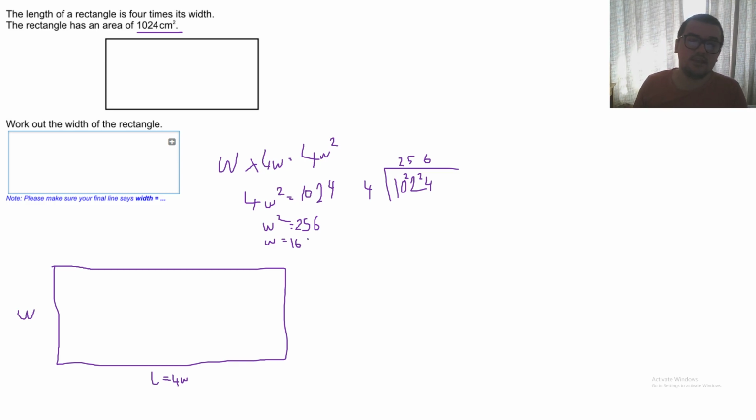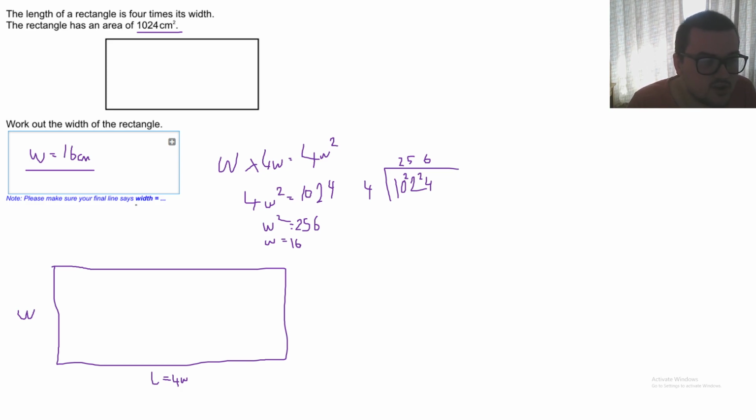But this 16 is in relation to a length, and this length doesn't have a direction, it's a scalar length, so it has to be positive because we're measuring something that exists. You can't measure negative 16 centimeters. You can only measure positive 16 centimeters. So, the width equals 16 centimeters.